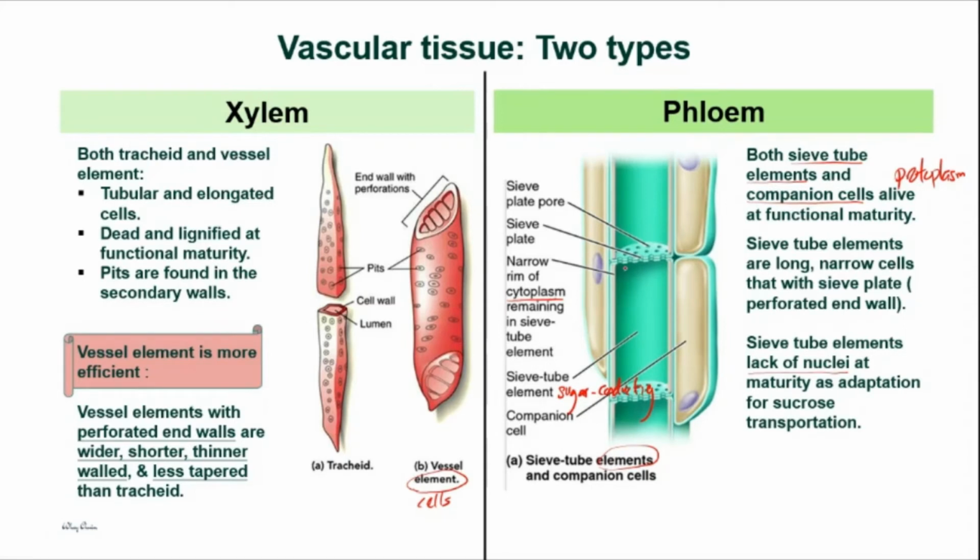Dia masih ada cytoplasm dia tetapi bukan sebanyak seperti plant cells yang lain. Okay, dia memang tinggal sikit sahaja quantity of the cytoplasm dan nukleus sudah merosot sebenarnya. Okay, tujuan dia mengalami degeneration sedemikian because they need to adapt for the sucrose transportation.